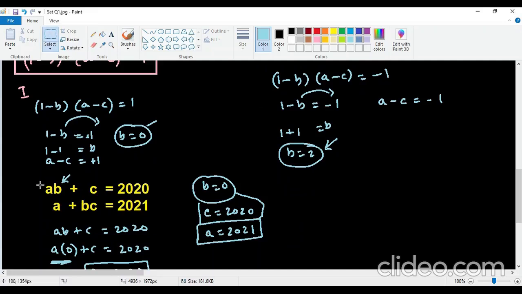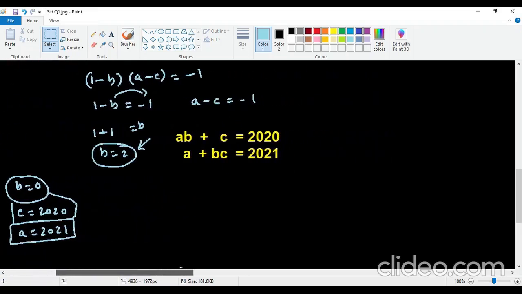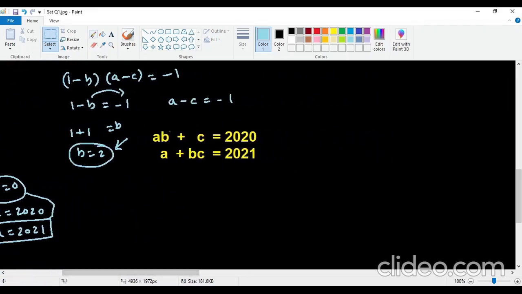Okay. Now we substitute this 2 in the given equation over here to find out the value of a and c in here. Now we have, in place of b I will write 2. That means 2a plus c equals 2020, and down below in this equation I will write b as 2. That means a plus 2c equals 2020.